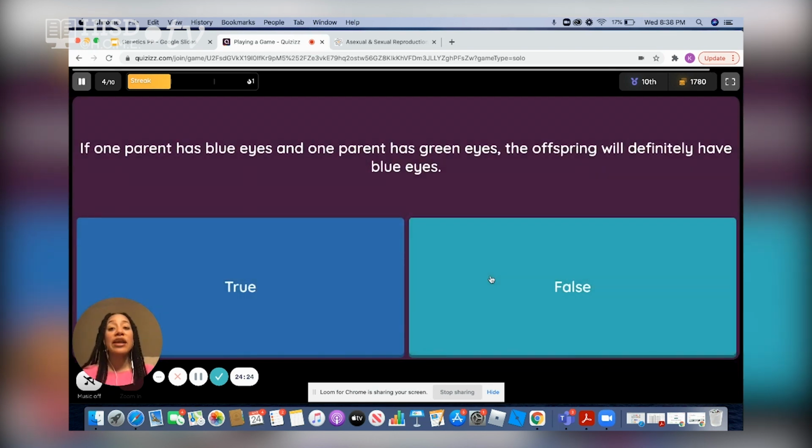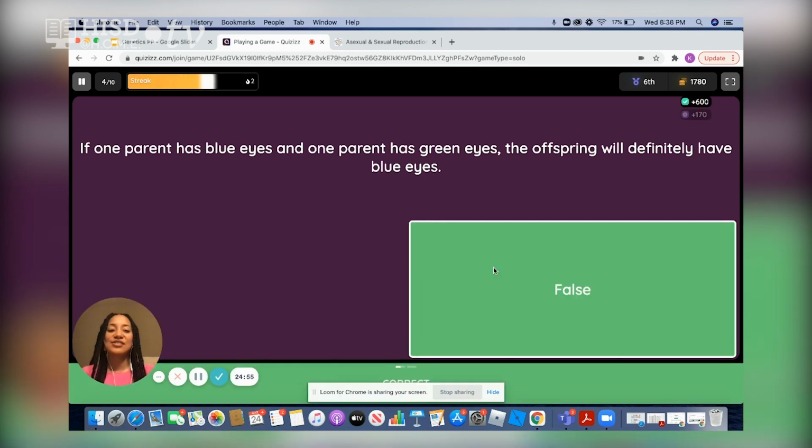If one parent has blue eyes and one parent has green eyes, the offspring will definitely have blue eyes. True or false? Yes, absolutely. That is false. Unless we know that blue eyes is dominant over green eyes, we really can't determine it. Green eyes might be dominant. And if green eyes is dominant, then of course we would have green eye offspring and not blue eye. So the answer is false.